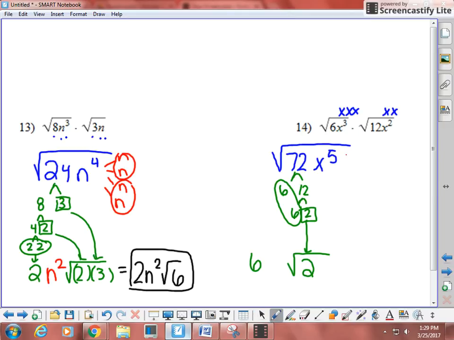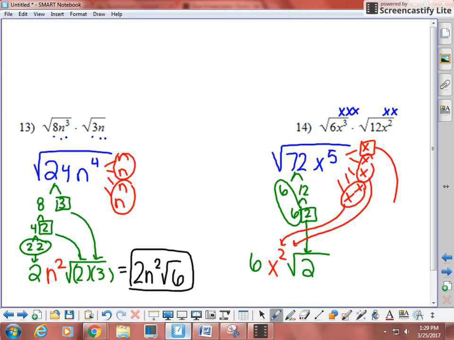Then x to the fifth means there's 5 of them. Couple, couple, single. So there's 2 couples, so they become x squared when they go outside. Both pairs. Then the single one has to stay inside. And my final answer is written like that, but I'll rewrite it a little nicer. 6x squared root 2x. Final answer.